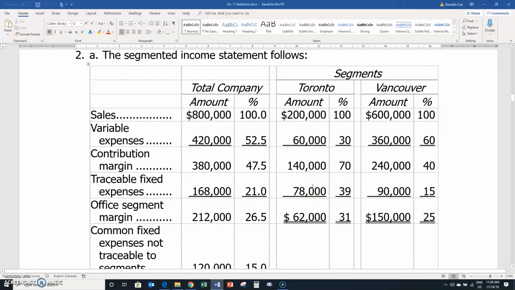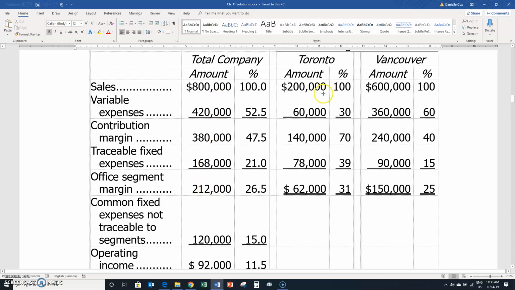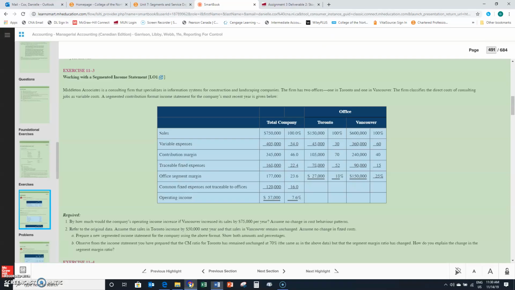Traceable fixed expenses, it points out that there was no change, so that's going to stay the same at 78,000, which gives us a segment margin of 62,000. And again, over here for your company, it's just totaling these numbers across. The common fixed expenses will have stayed the same because nothing happened with those. And the rest is just copied over, or just totaled over, sorry.